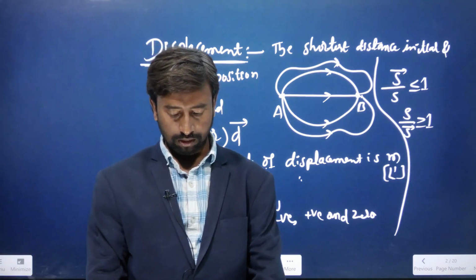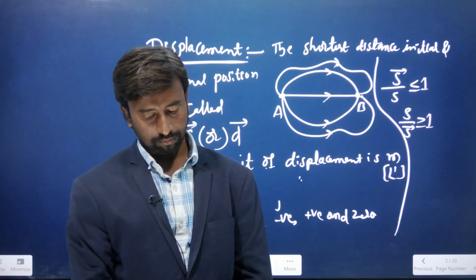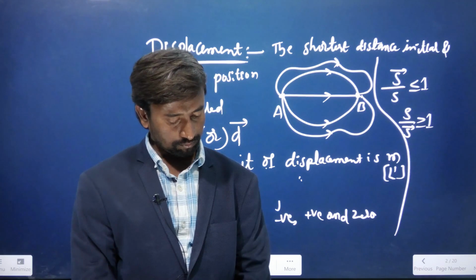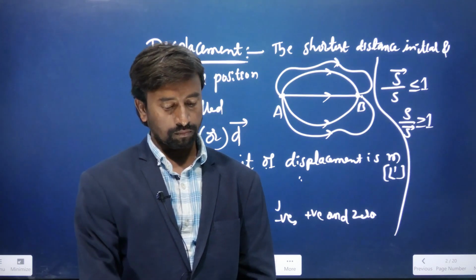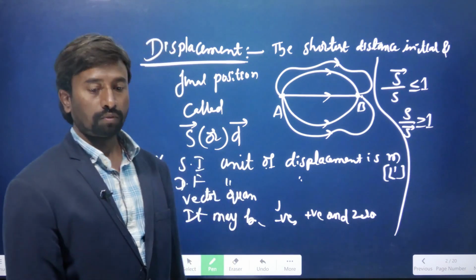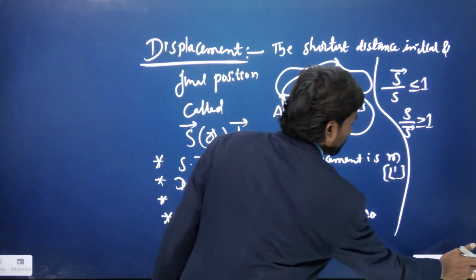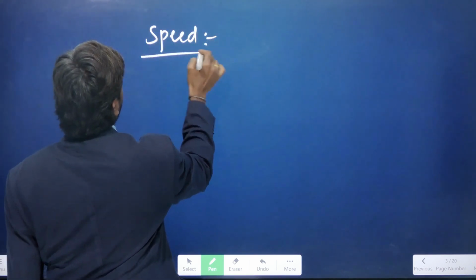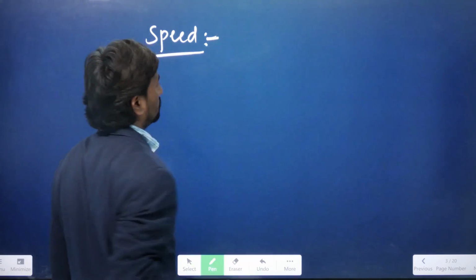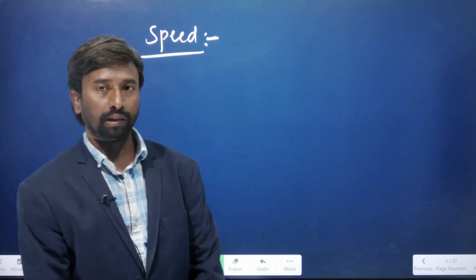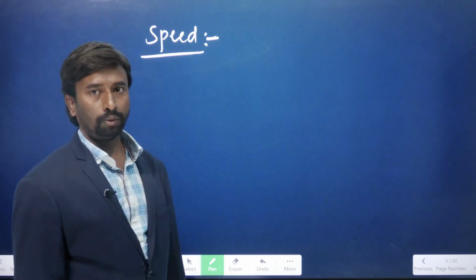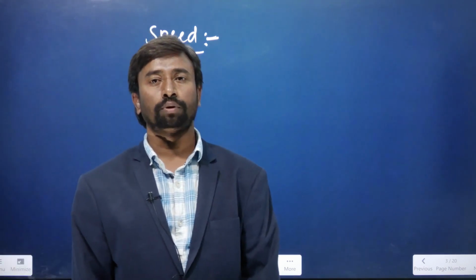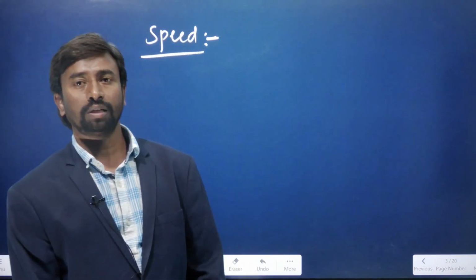Okay. So the next term we are going to see is speed. We hear this term frequently in our daily life: how much speed I have traveled by the bus or by the train, by the plane. Speed denotes the motion. It explains whether the motion of the body is faster or slower.